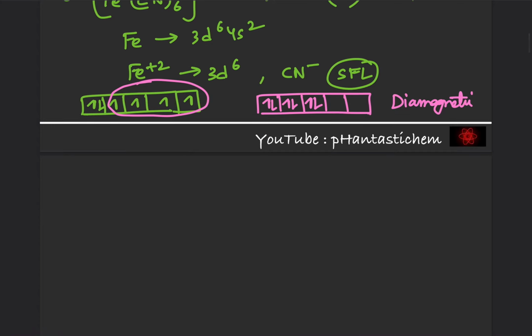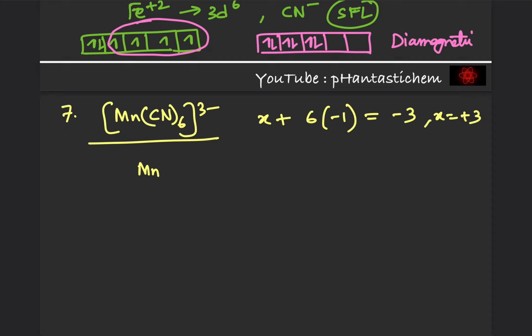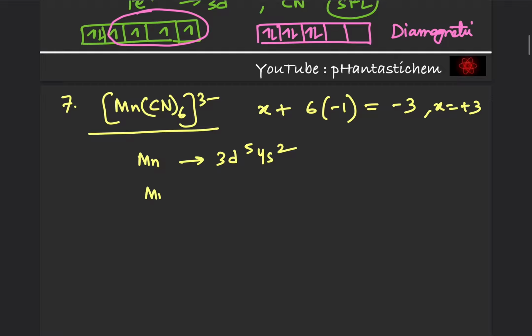Cool. Then the seventh one is [Mn(CN)6]3-. Till now we have seen that all the complexes with a strong field ligand are diamagnetic, but you should not generalize this, because in this case you will understand. Again x plus 6 into -1, the charge on CN, will be equal to -3, so x will obviously be +3. The configuration of Mn is 3d5 4s2, so the configuration of Mn3+ is going to be 3d4.